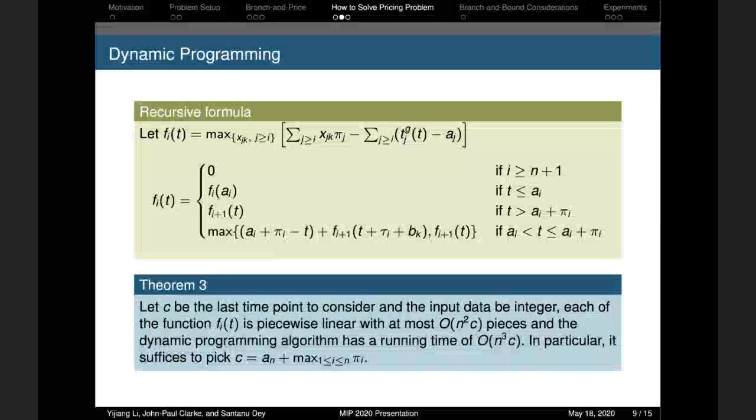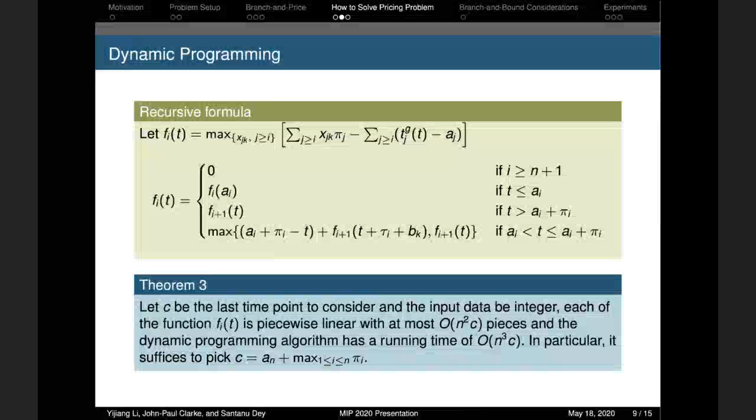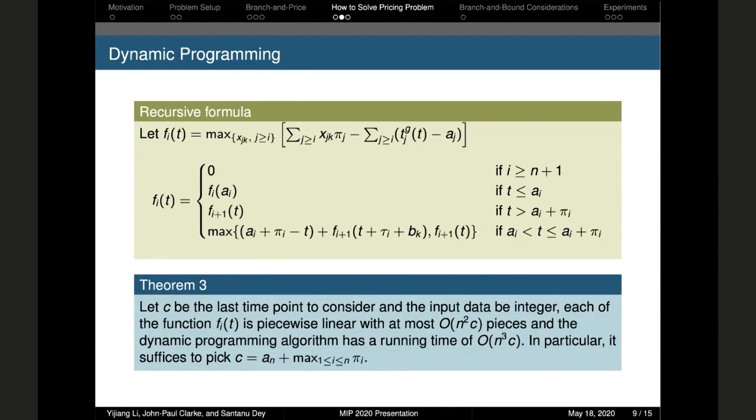And we show that if we let C be the last time point to consider and all data to be integer, then each function F_i(t) is piecewise linear with at most n squared C pieces. And so we can run the dynamic programming algorithm with time n cubed C. And we show that it suffices to pick C as the last arrival time plus the maximum of all the pi_i's. The idea here is to look at all the possible slopes that a particular F_i(t) can take, then we can bound the pieces from there.